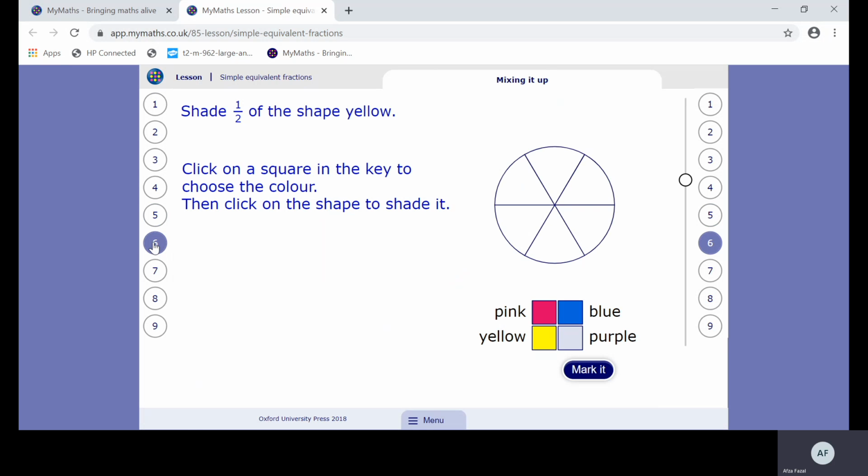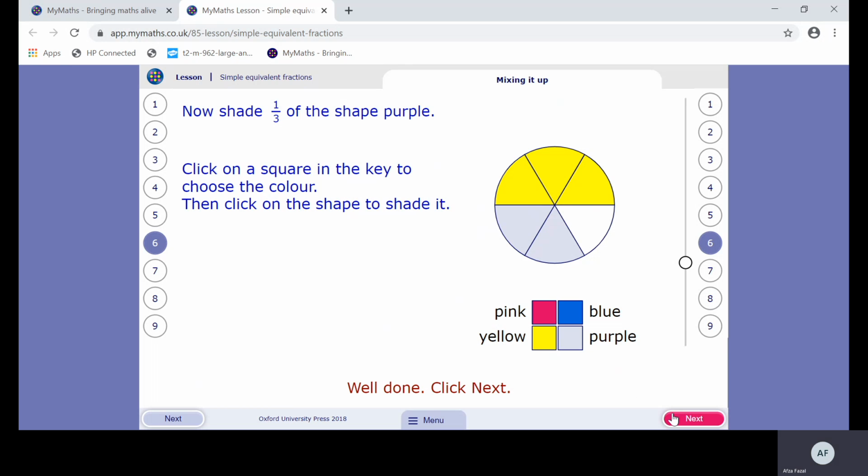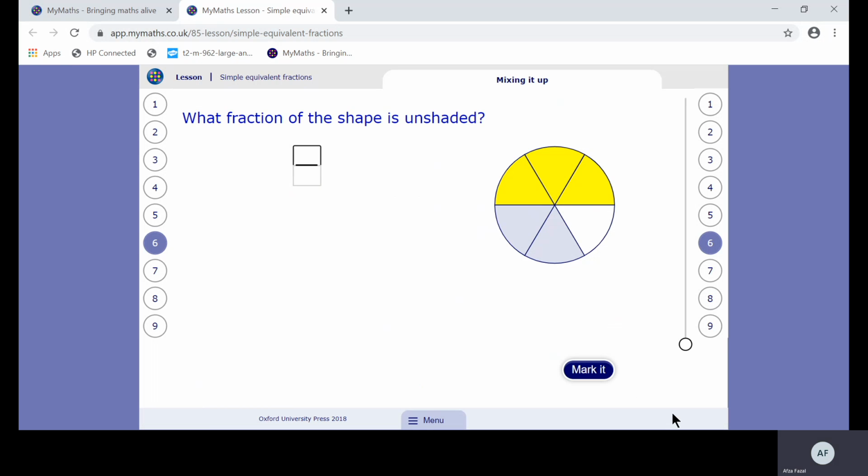Next game, we've got shade half of the shape yellow. So yellow, half of the shape needs to be yellow. Now shade a third of the shape purple. So 1/3. So there's how many pieces altogether? 6. What fraction of the shape is unshaded? So 1 out of 6. Okay.